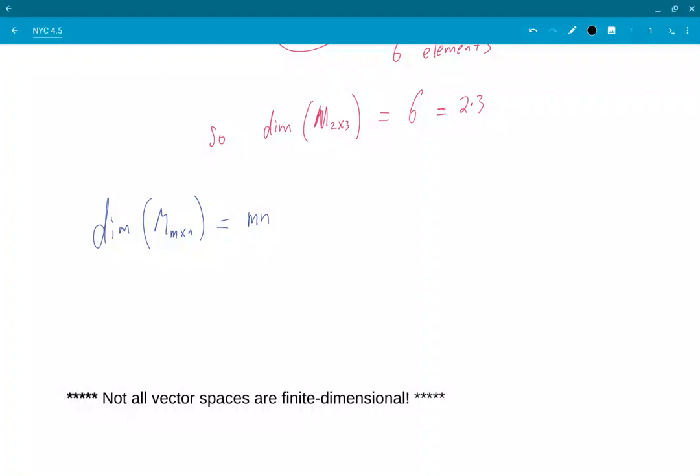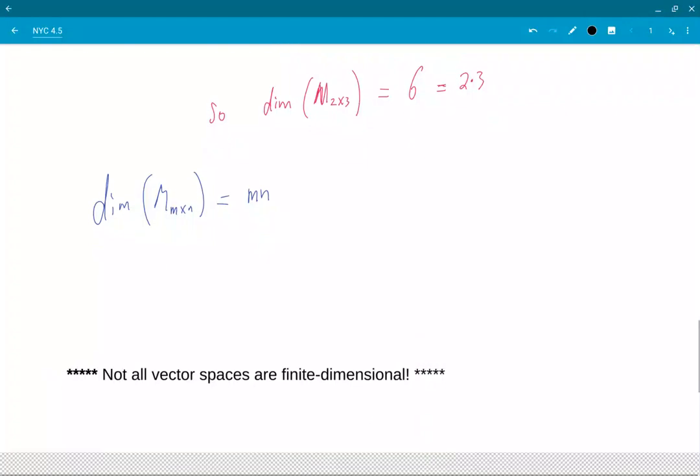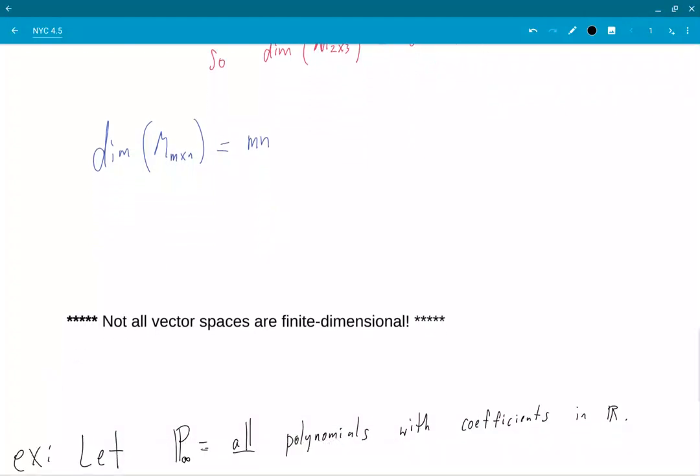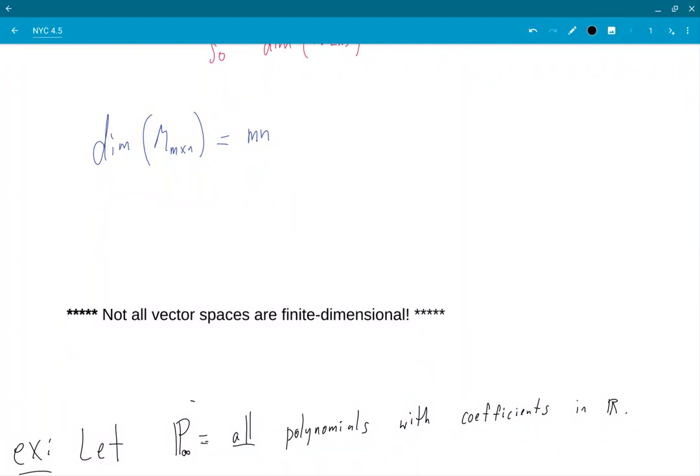Okay, so we have to be careful. Not all vector spaces are finite dimensional. So let's see an example here. We've seen P1, P2, P3. Let's think about P infinity, where we don't put a limit on the degree.